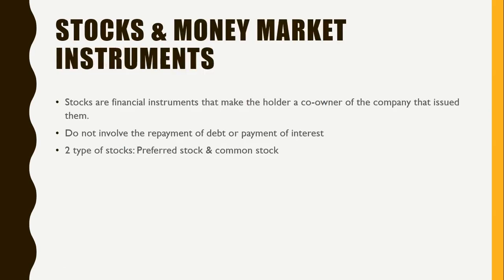So next, let's look at stock and money market instrument. Stocks are financial instruments that make the holder a co-owner of the company that issued them. Stocks do not involve the repayment of a debt or the payment of interest. We will introduce two types of stock, which are preference stock and common stock.